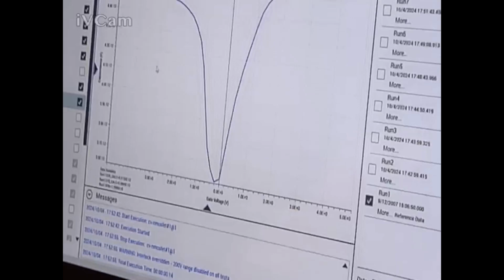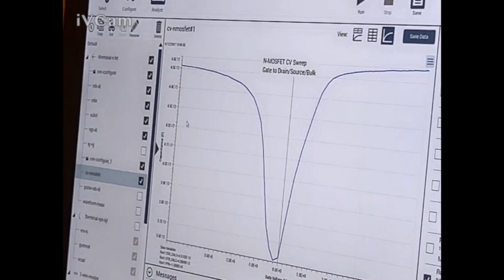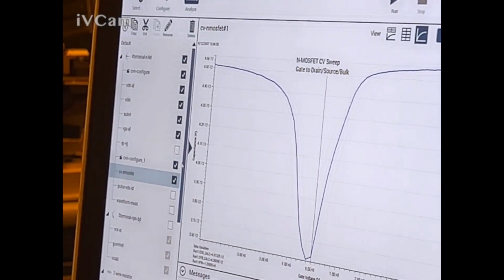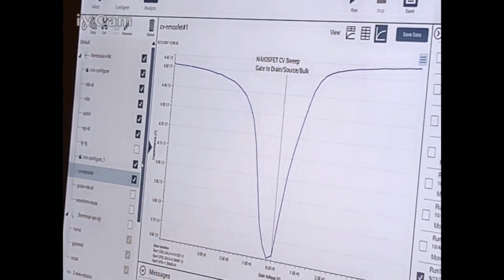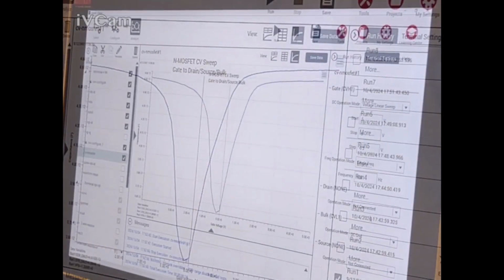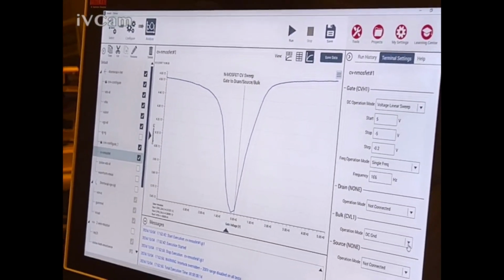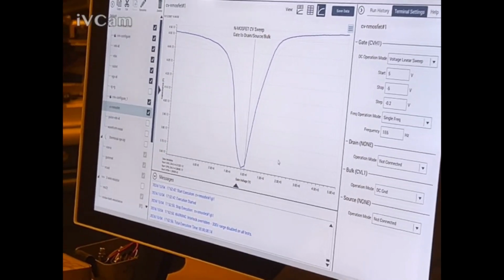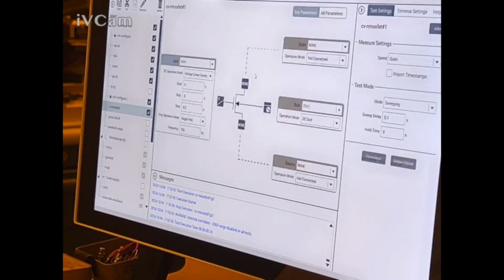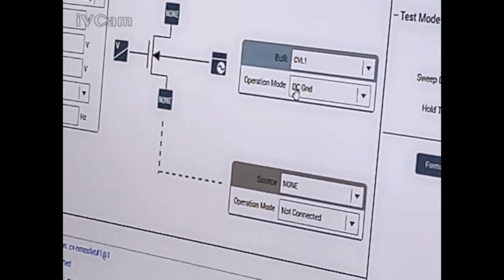Yeah, see, this is reading picofarads, and the confidence check is reading femtofarads, so that's not good. Why not? Megahertz. Oh, DC ground. You don't want DC ground. Why is it DC ground? Oh, that's all we get there. Yeah, okay, that's right.